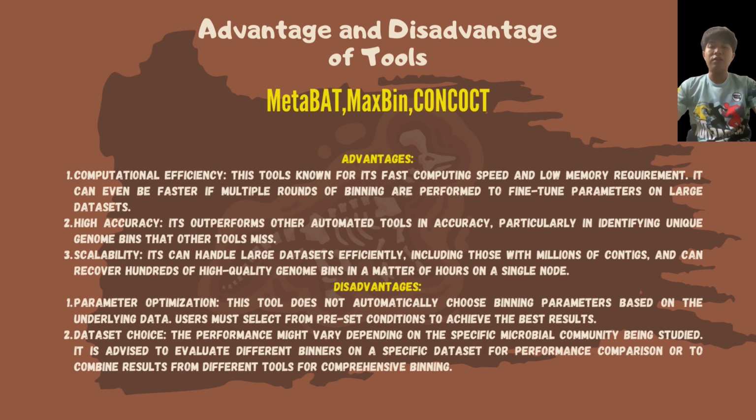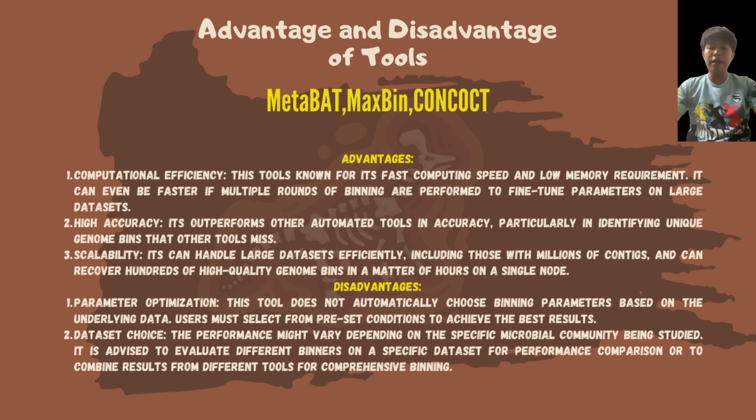Next is MetaBAT, MaxBin and CONCOCT. The advantage of these tools is computational efficiency. These tools are known for their fast computing speed and low memory requirement, and can be even faster if multiple rounds of binning are performed to fine-tune parameters on a large dataset.